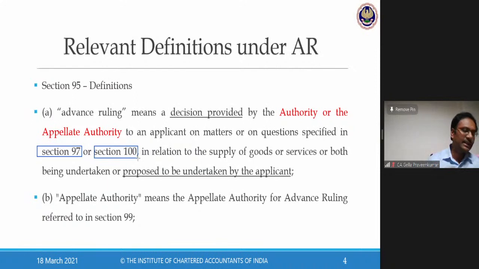Section 97 is a simple application which is filed before the authority concerned. Now, sir, why do you go for an appeal? There could be a possibility: I have made an application, I have explained my business model. I'll give one example out of my experience, which will help you understand these provisions.